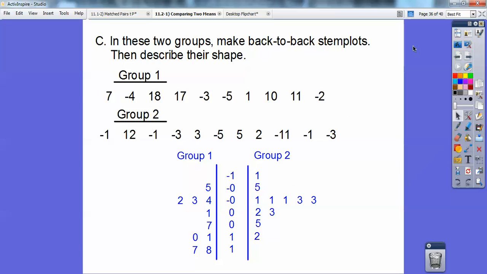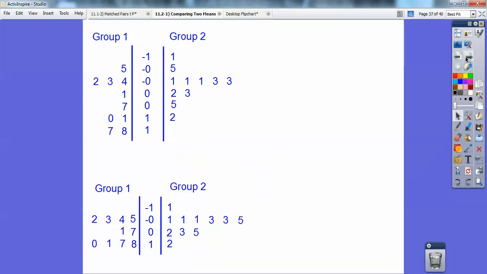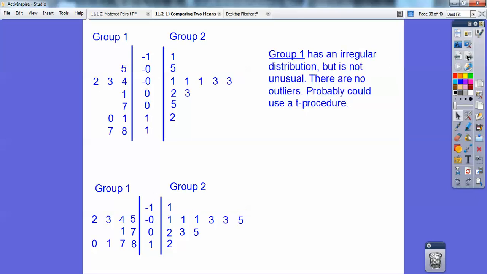Then it said to describe their shape. I showed you both, so you can use this one or this one, it doesn't matter. Group 1 has a near regular distribution, nothing unusual, and there are no clear outliers, so you could probably use a t procedure. Here's group 1 right there. You can use either plot to describe it. There are no clear outliers or clear skewness, so you can probably use a t procedure.